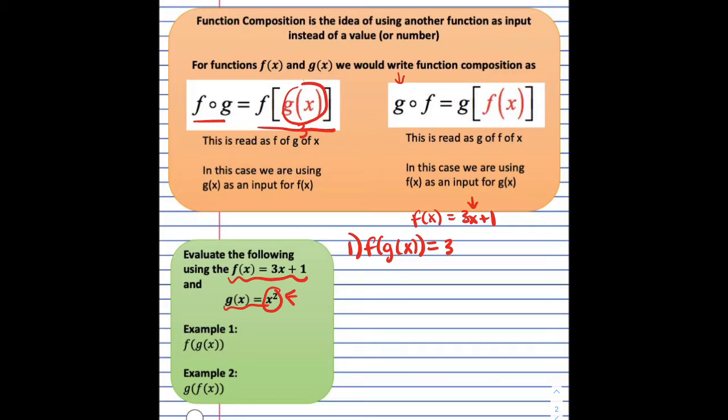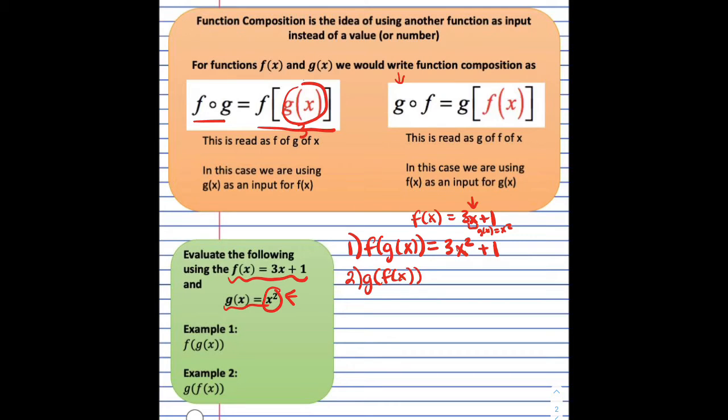So f of g of x, I'm going to do 3. Instead of writing x, I'm changing it to what g of x is, which is x squared plus 1. So all I've done is exchange this for g of x, which equals x squared, okay?